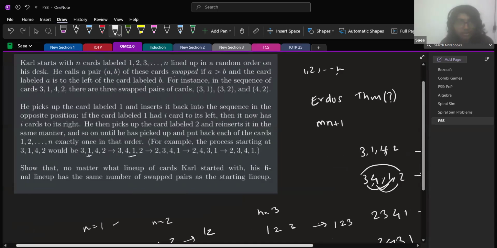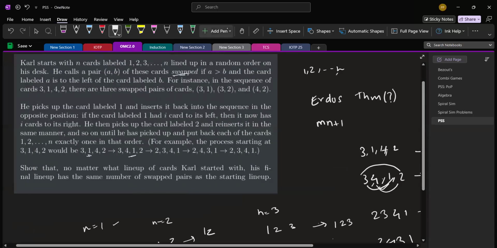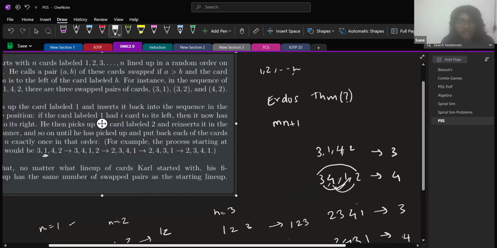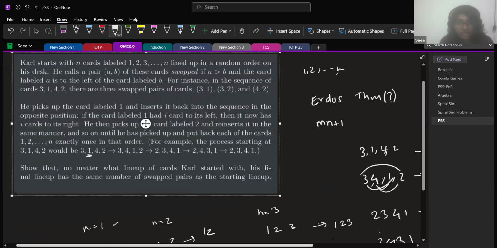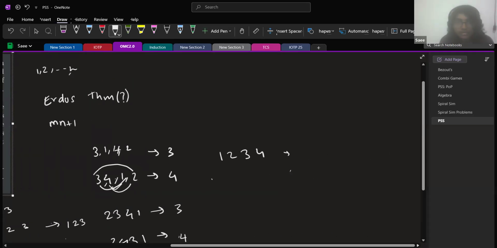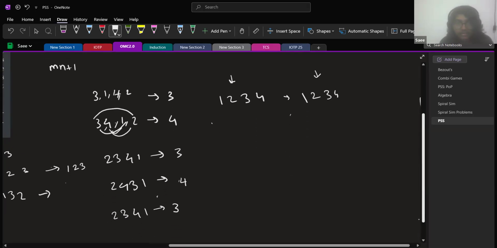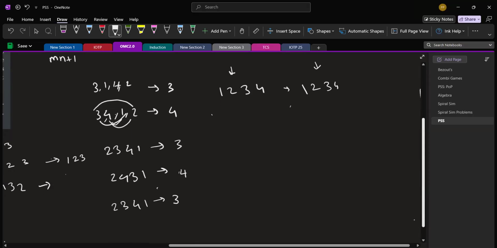Okay, so do you understand what a swapped pair is? Yeah. Just rotation, right? Like if you just rotate clockwise, and then you end up with 1, 2, 3, 4 at the end. So for 1, 2, 3, 4, it's trivially true that the number of inversions you started off with is the same as the number of inversions you're ending up with. Right? Yeah.